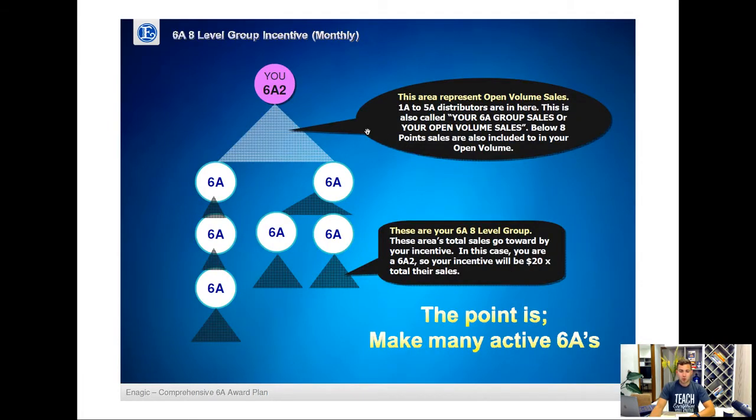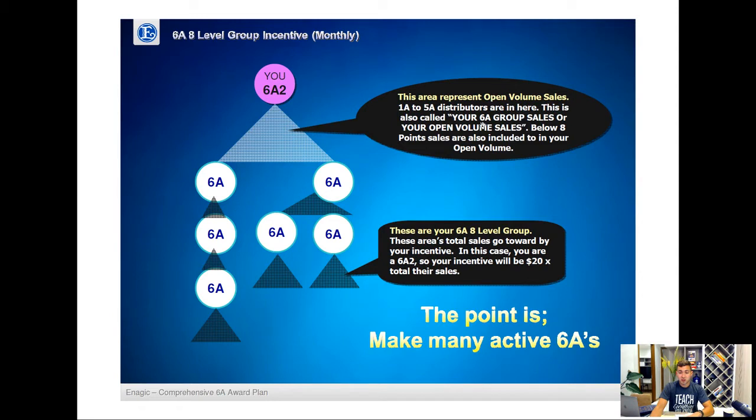So here we go. This is an explanation of open volume sales up top, and then your 6A 8-level deep group sales. This area right here represents your open volume sales. Every single sale made between you at 6A2 or above and your next 6As down, those are called open volume. So any direct sales yourself, or any sales from anyone in your 1A all the way to your 5A lanes, any distributors in your organization there, those are all open volume sales. So you guys are going to have a lot of those.